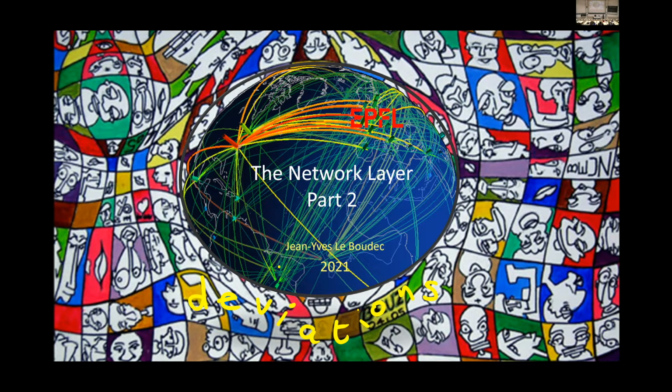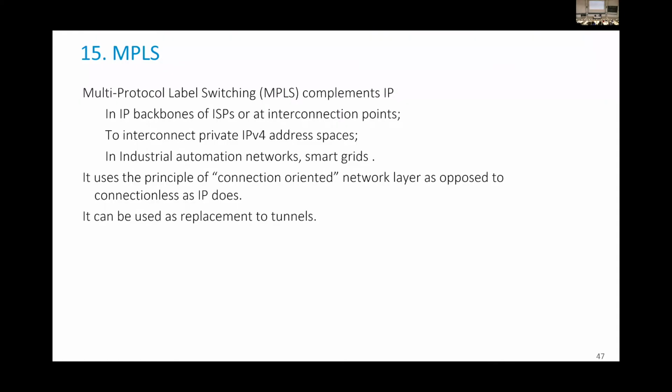We will continue with things that don't fit nicely in the TCP-IP architecture. And the first topic today is MPLS. MPLS is something that is widely used in operator networks, Swisscom, Orange, etc. They all use MPLS, but it's not visible to us because when we ping, when we traceroute, we don't see it. So what is it?